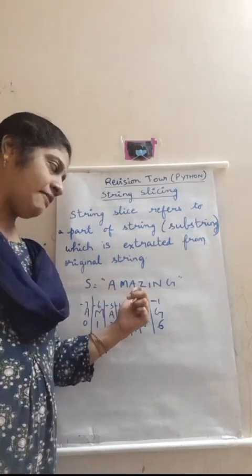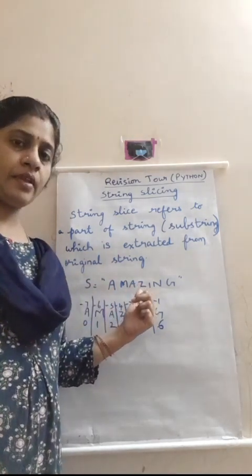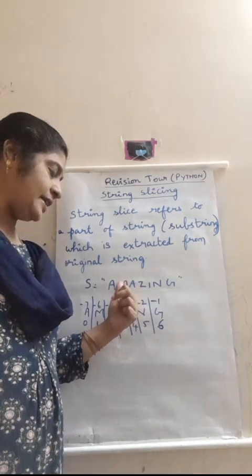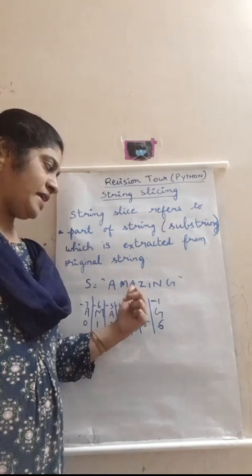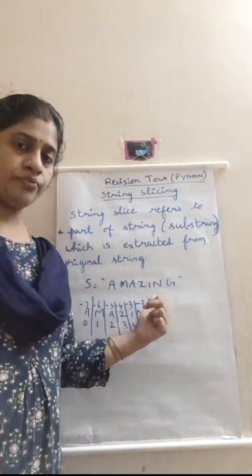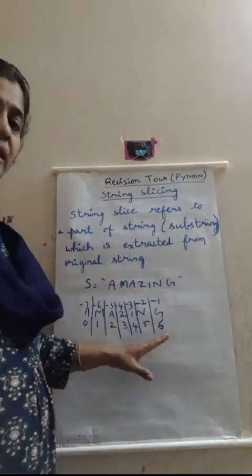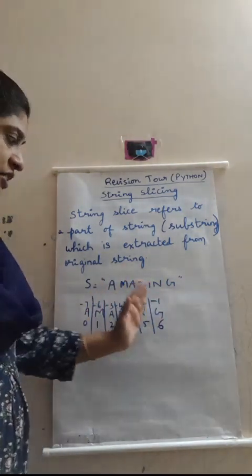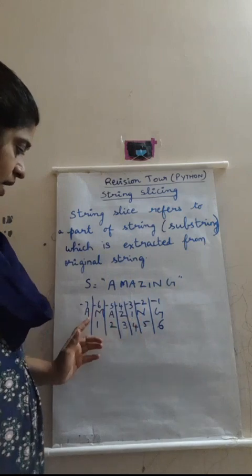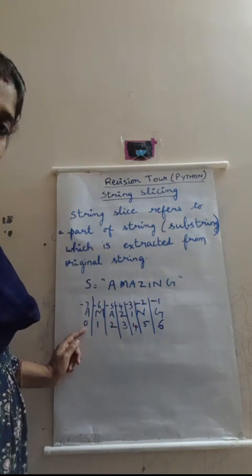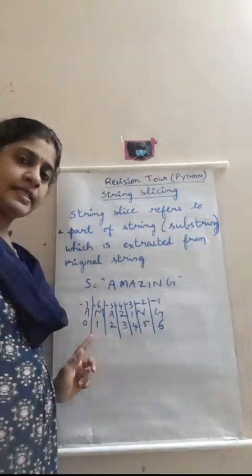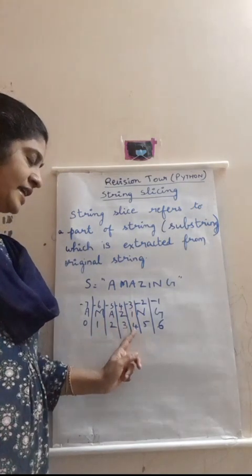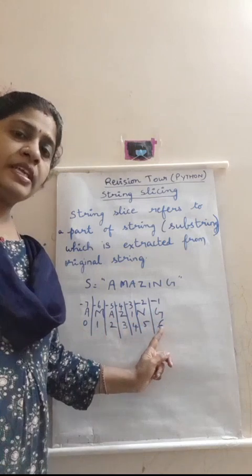Now, for example, I am storing a string in a variable s, and I am storing the value amazing. Now, if I want to extract the value maz, what do I have to do? See, this is how it is stored in memory. It is stored sequentially and indexed like this: A is indexed as 0, M is 1, A is 2, Z is 3, I is 4, N is 5 and G is 6.